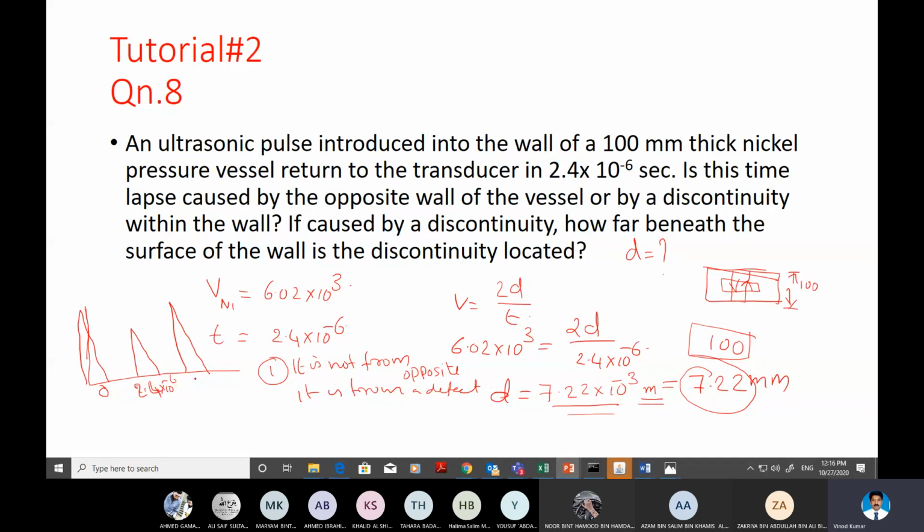What about this? Can anyone calculate and tell at what time you will get a signal from the back wall? This is the material, right? This is the signal from back wall. After what time t you will get a signal? We can calculate it. How? Yeah, we have T and we have D. 2 times 100 divided by T. What is T? We need to calculate. Velocity is how much? Velocity is 6.02 times 10 to the power 3. Yes. So can you calculate how much is the T here?